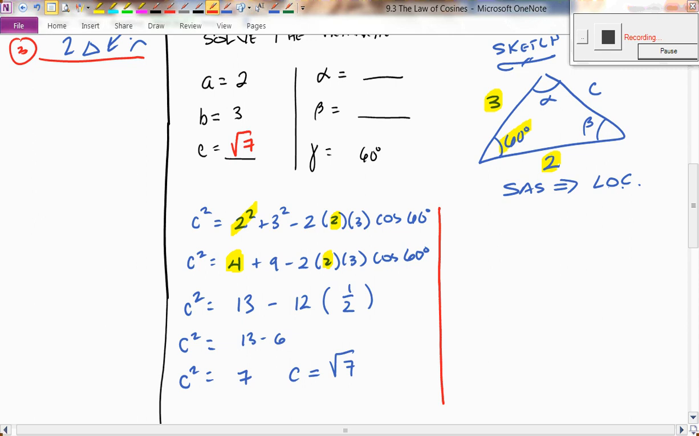We have to get alpha or beta. It doesn't matter which one we get, because once we get that one, we're going to subtract from 180, and we'll automatically have the other one. So which one do you guys want to get? Alpha. Okay, sweet. Let's get alpha.